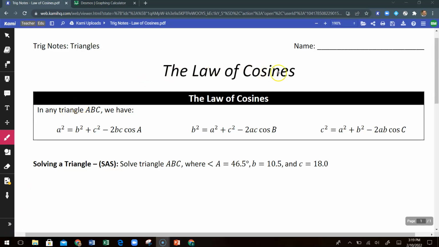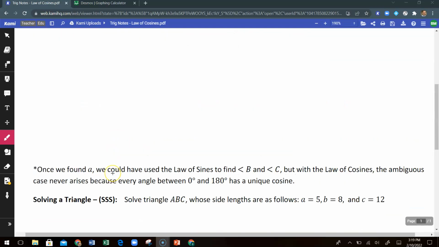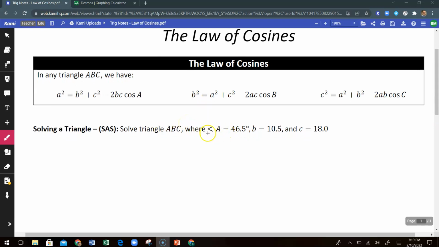Okay, the law of cosines will help us solve some triangles that are non-right triangles where the information that we are given is either side angle side or side side side. So those two cases we're going to use the law of cosines. Essentially, when you use the law of cosines, you cannot set up a proportion like we did with the law of sines. So I'm not going to be able to use an angle and the side length across from it. I'm going to have to use a different strategy, and that is the law of cosines.